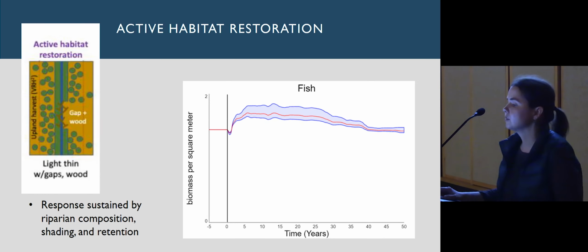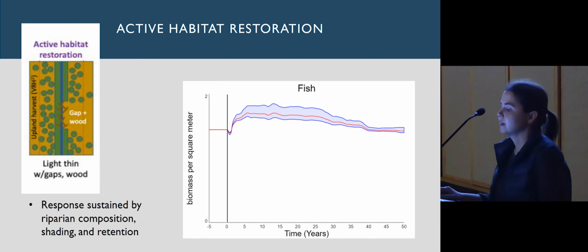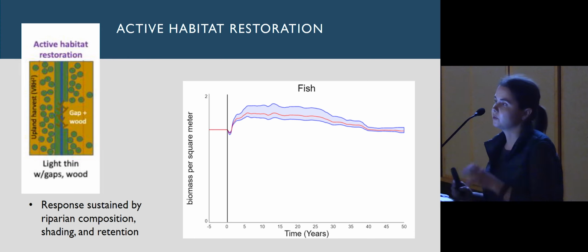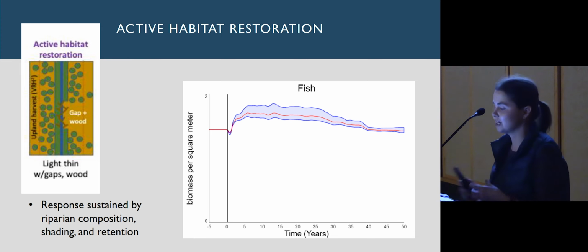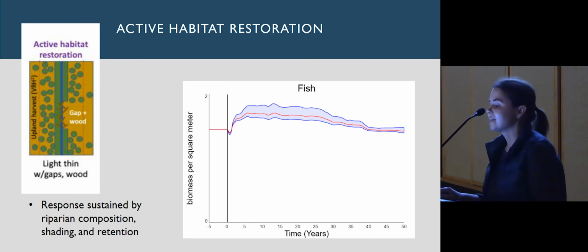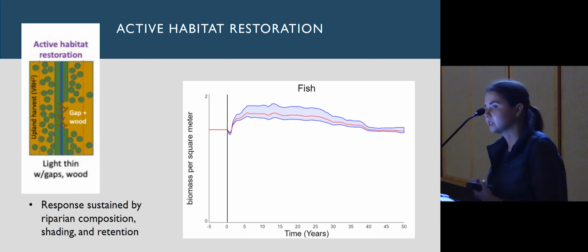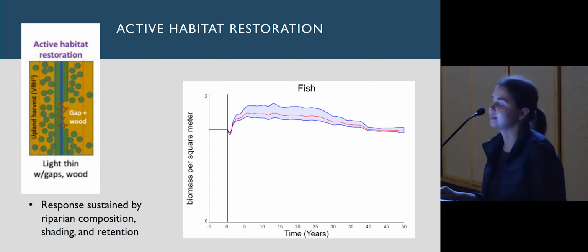And then finally, we can look at our active habitat restoration. Here, what we see is that we're creating a gap in the stream and changing the light, and that response over time gradually decreases as you look at things like the retention, or how much wood is in the system, and light access.